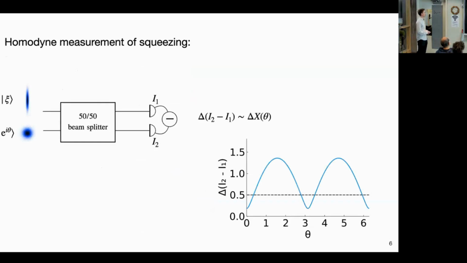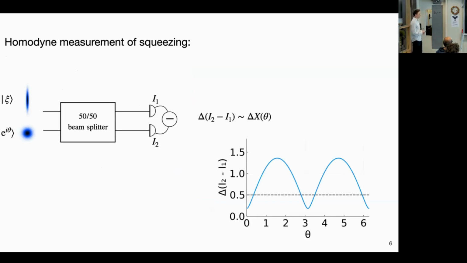Okay, so now I'll talk about the measurement of squeezed states. We can measure the amount of squeezing by a homodyne measurement. This is where we take a 50-50 beam splitter with 2 input ports and 2 output ports. We have photon detectors, 1 and 2, on the 2 output ports. And in one input, we put our squeezed state, and on the other input, we put a coherent state with a well-defined phase theta and a large amplitude alpha.